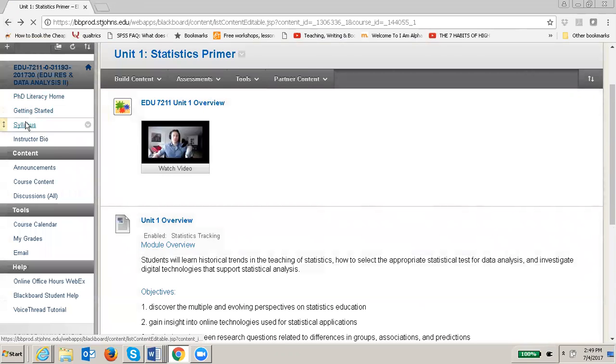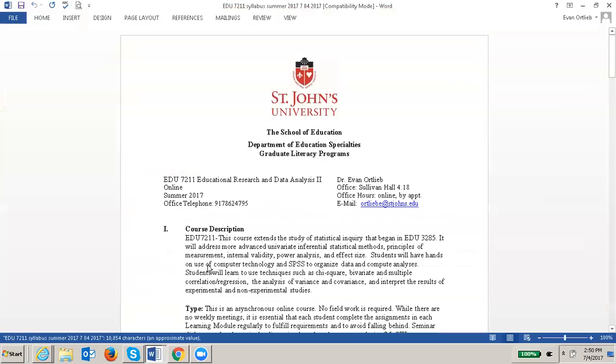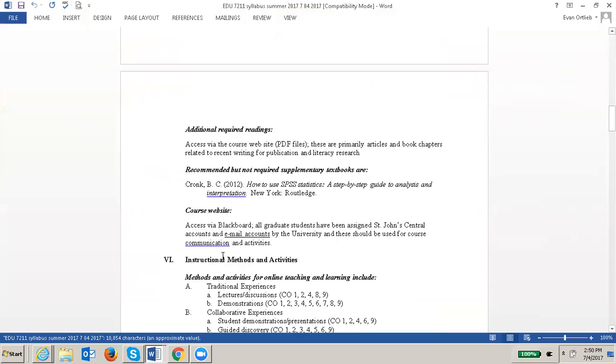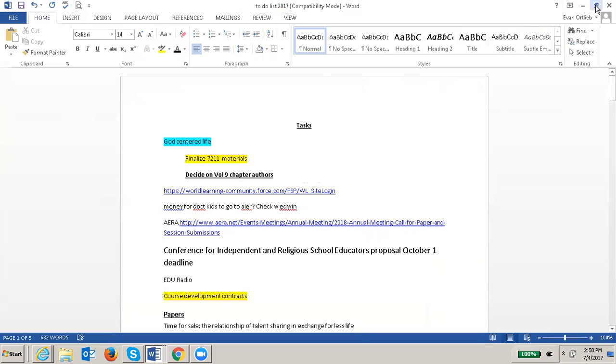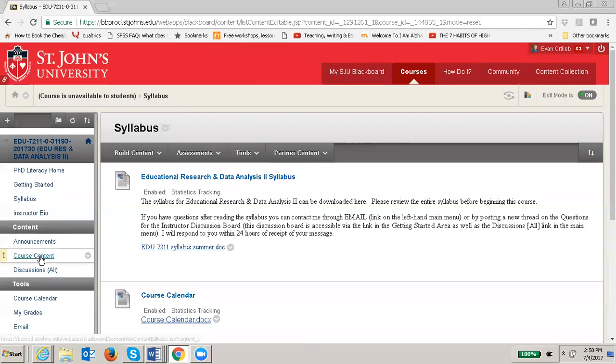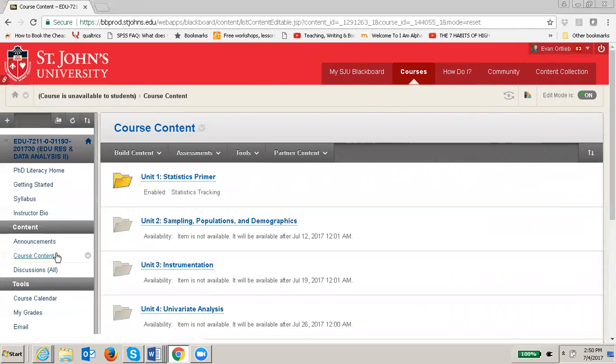If we go back to the syllabus, I'll briefly show you how the point allocations are further broken down. You can see right here that we have participation in activities is worth 50 points, the quizzes are worth 20 points, and the final exam is worth 30 points. So that's essentially how you will navigate this course.